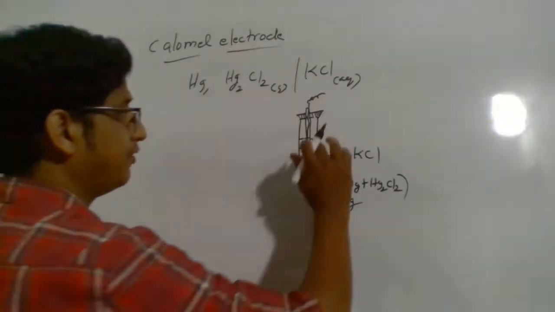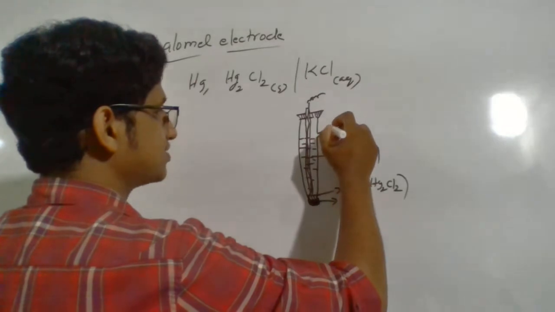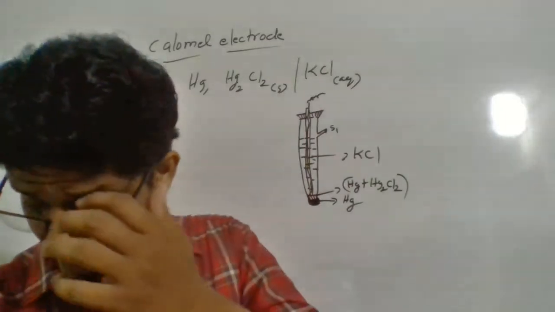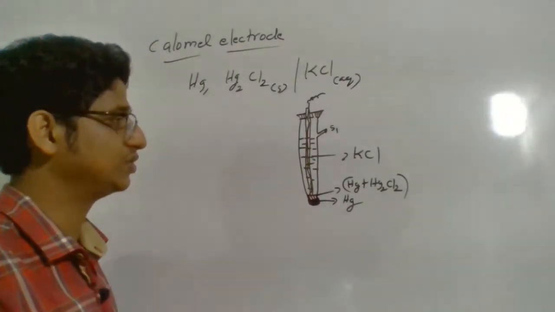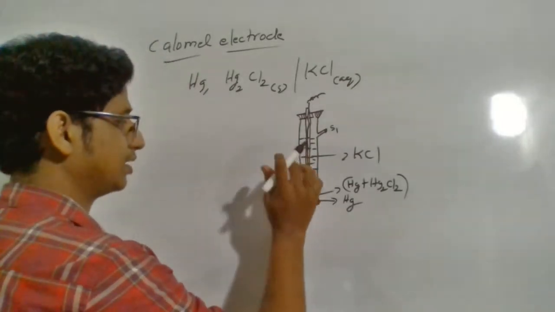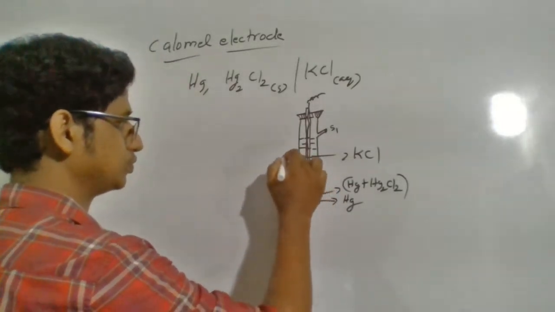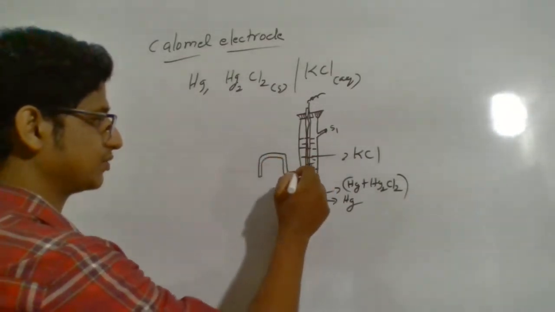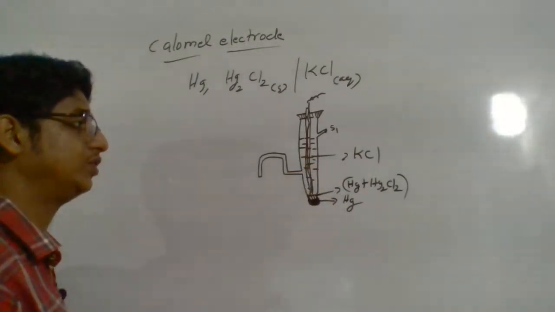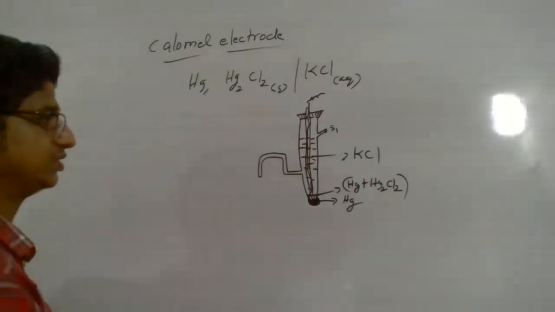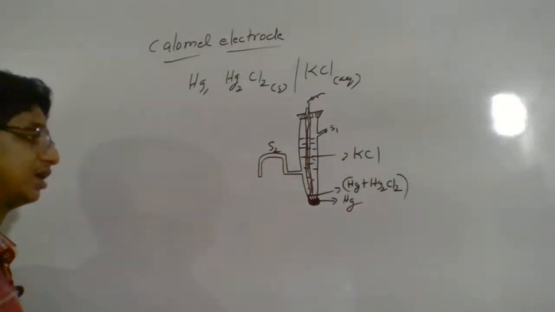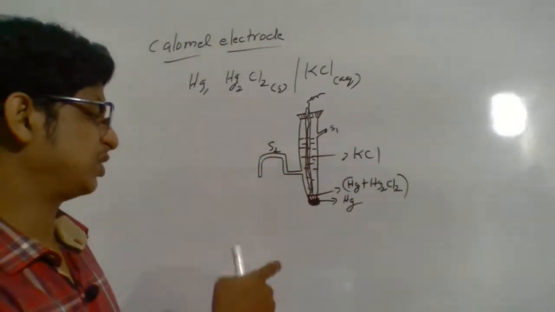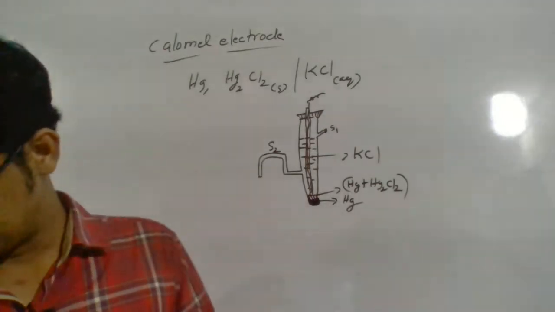And you have a small opening S1, where we fill the aqueous KCl solution, and there is another opening that we call S2, which will connect to the electrode whose electrode potential we want to know. So the unknown electrode potential will be determined using this reference electrode.